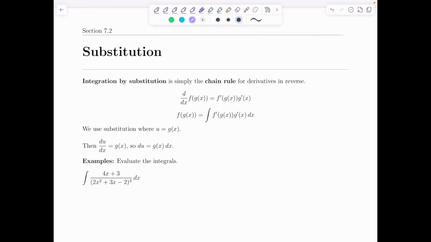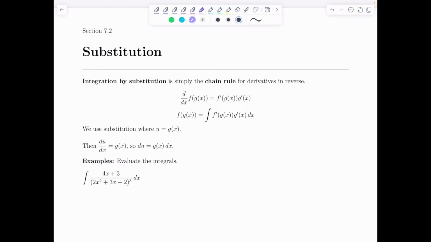This is the video lecture for section 7.2 for business calculus on substitution, also known as u-substitution. So integration by substitution is basically the chain rule for derivatives in reverse. Remember, when we're finding antiderivatives, we're undoing or reversing the differentiation process.